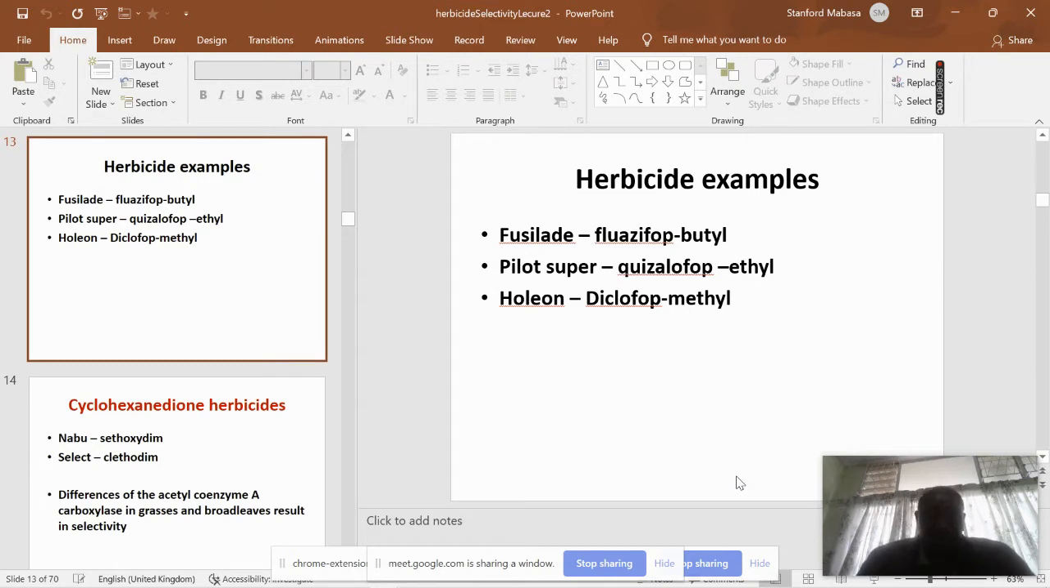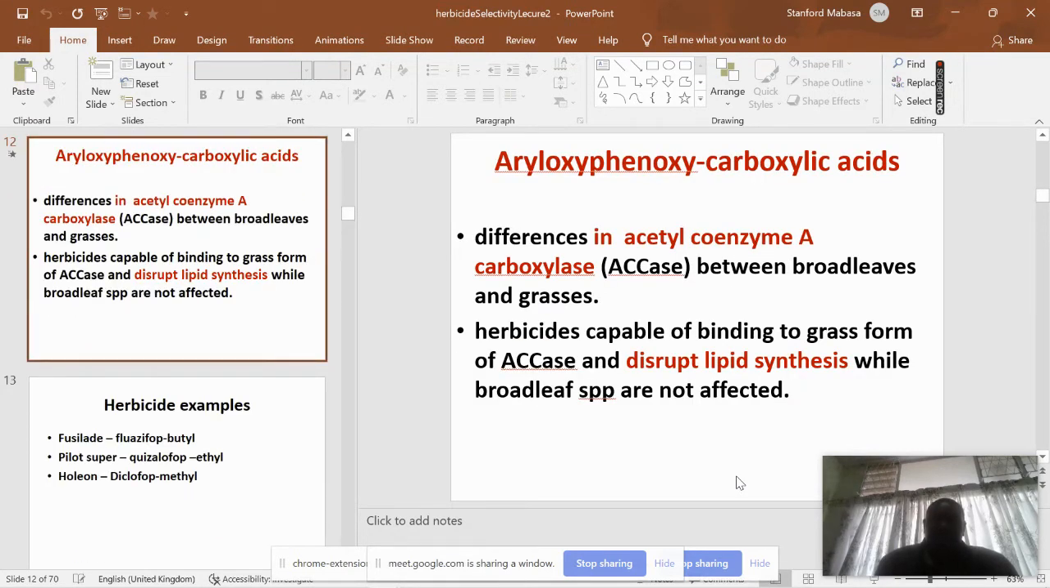We have also Pilot Super. Fusilade is sometimes known as fluazifop butyl. Pilot Super, quizalofop ethyl, Hallon, diclofop methyl. But I'm sure you are familiar with the Fusilade because it's commonly used. And it is one of the examples of the allyloxyphenoxycarboxylic acids, and the enzyme affected is acetyl coenzyme A carboxylase.